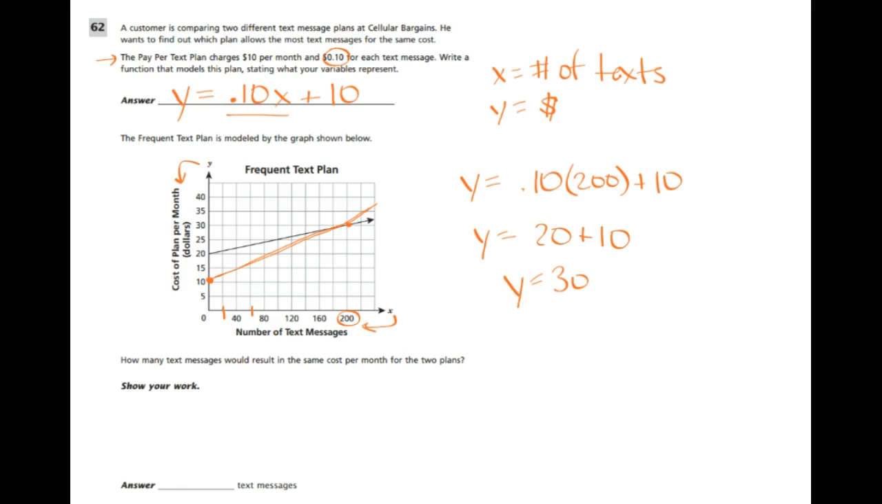And actually that's the next question. It says, how many text messages would result in the same cost per month for the two plans? Well, we just did it. It's 200. If you picked something else, for instance, you could just really carefully draw with your ruler a line, and where they meet is where the two plans would cost the same.